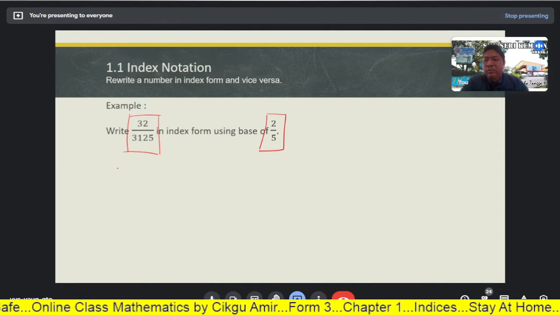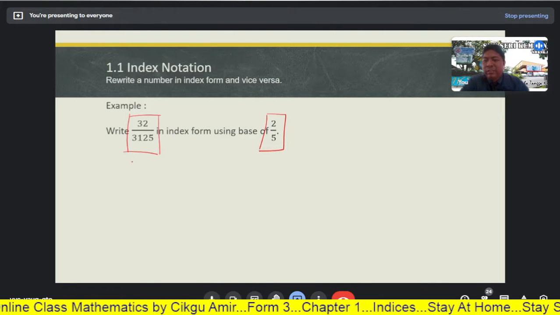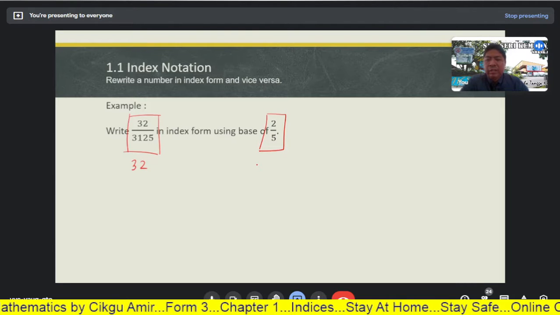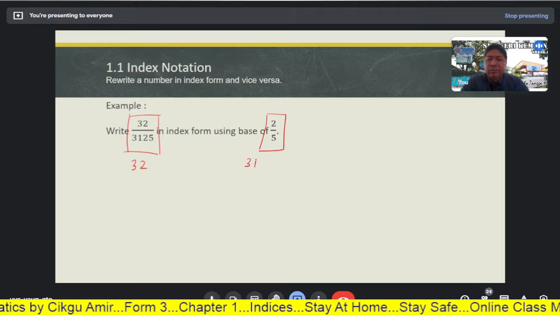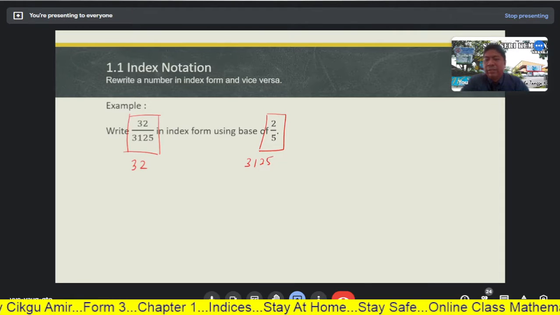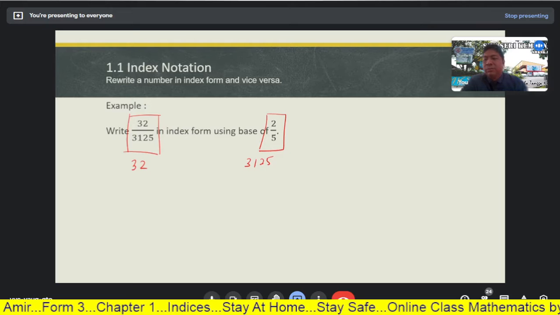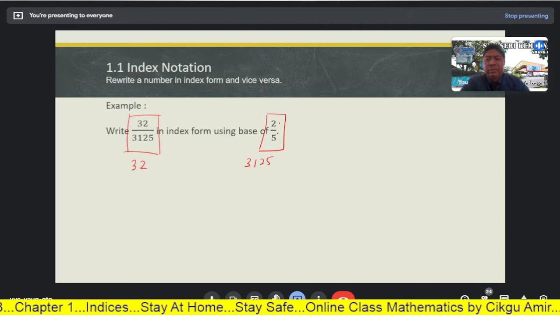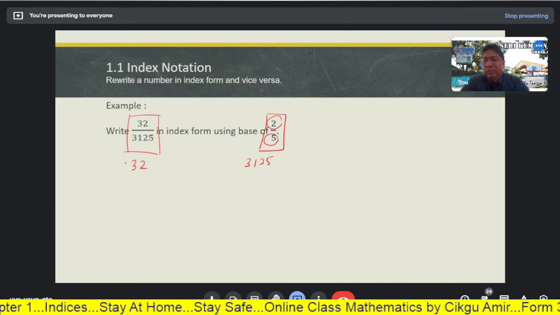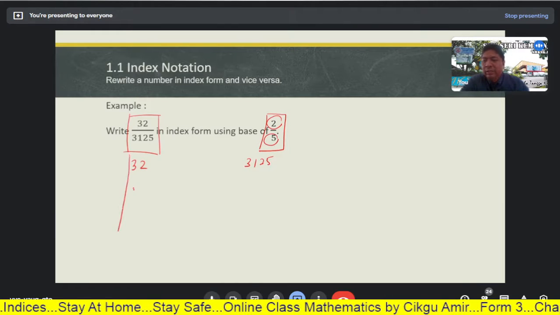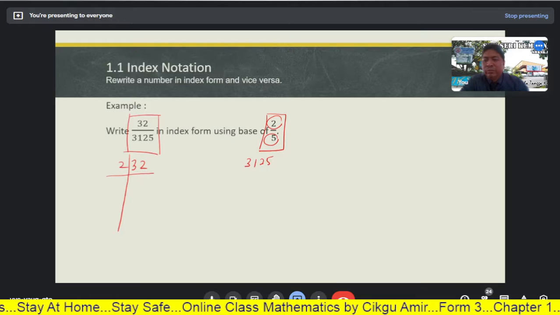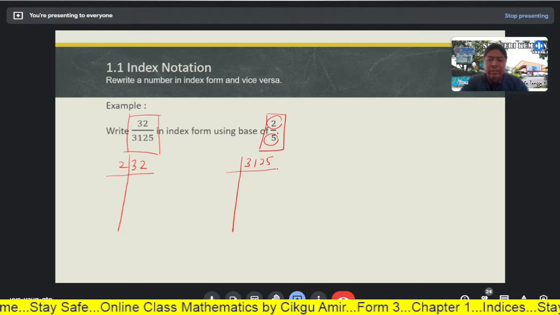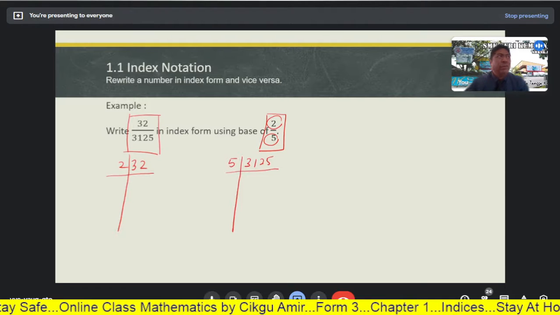The upper one is 32. The lower one is 3125. The base is 2 and 5. So the upper one, we divide with 2, and the lower one, we divide with 5.